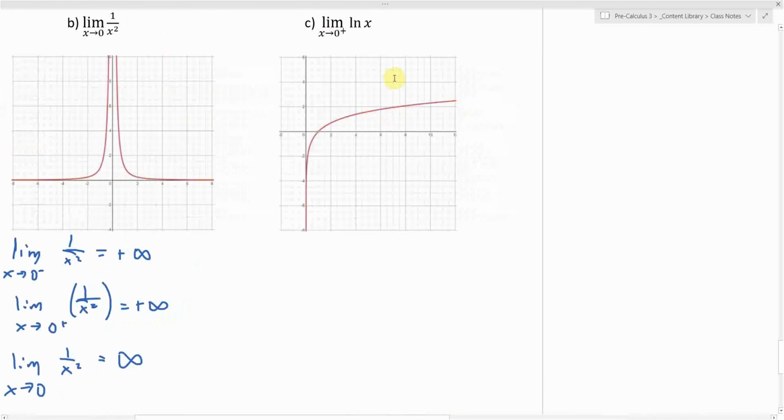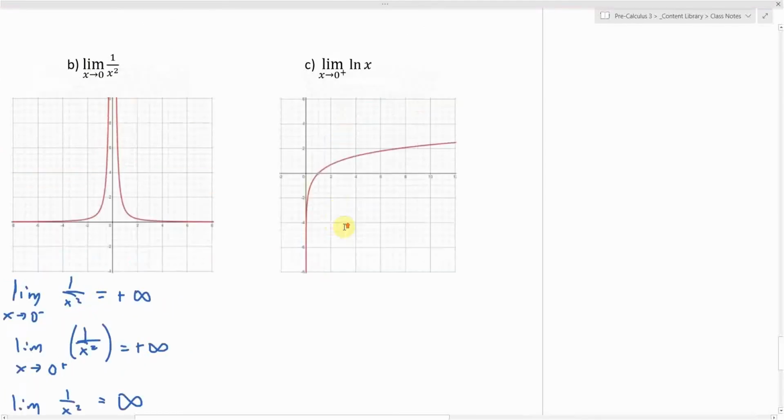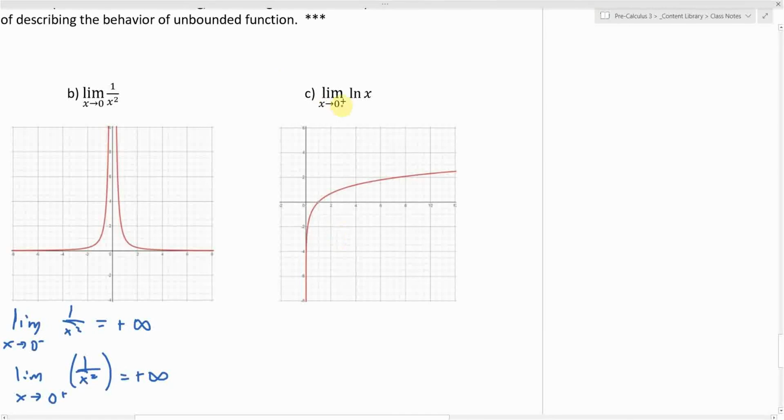We'll do one more here for the natural log function. We'll notice we're only asked for a right-hand limit here. So let's see what happens as x approaches 0 from the right. As x goes towards 0 from the right, as x is closing in on the origin, the y value is going to decrease infinitely without bound.